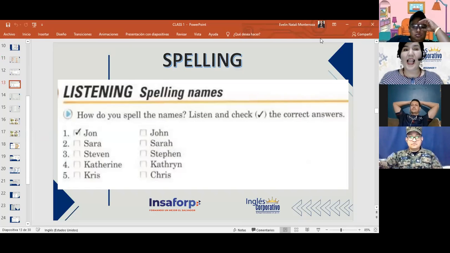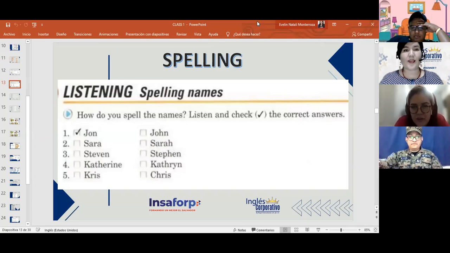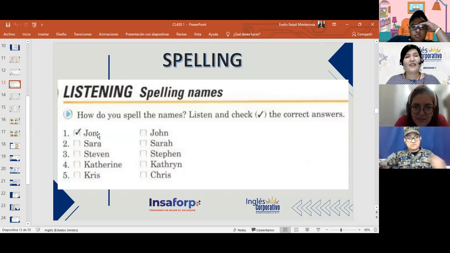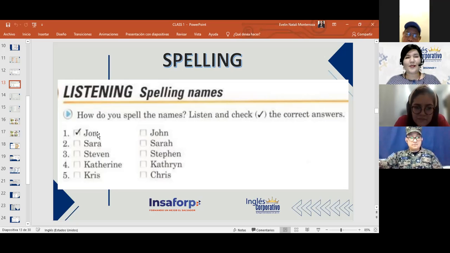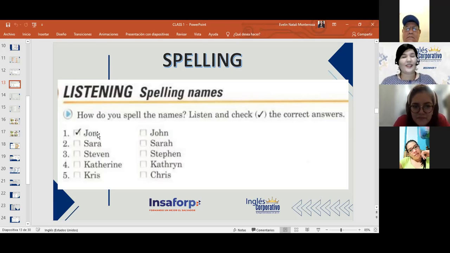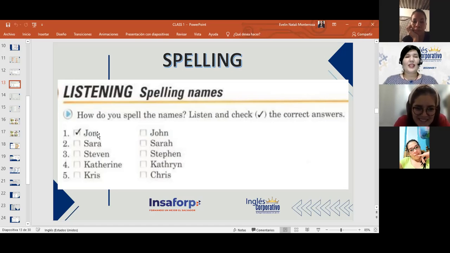Pay attention. I am going to spell the first one, J-O-N. The first one or the second one? The first one, because it's marked, right? Ahí se lo dejé marcado. The next one, the name of the lady is S-A-R-A-H. The second one. The third person is S-T-E-V-E-N. The first. Number four is K-A-T-H-E-R-I-N-E. The first one. Good, very good. And the last one, C-H-R-I-S. The second one.